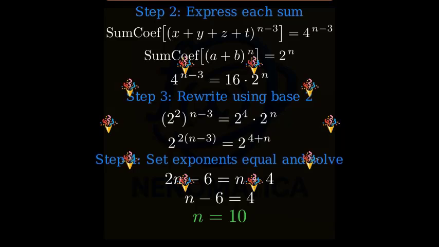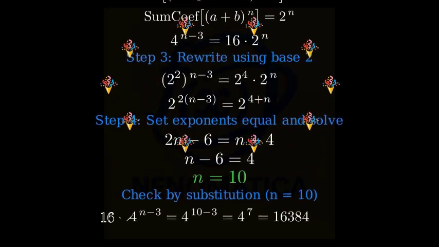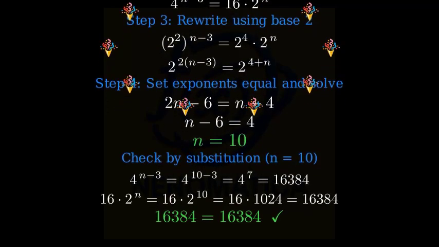Let us drop some confetti and then verify the result with a quick substitution check. Quick check. If n equals 10, the left side is 4 to the 7, which is 16,384. The right side is 16 times 2 to the 10, that is 16 times 1,024, also 16,384. Both sides match, so n equals 10 is correct.